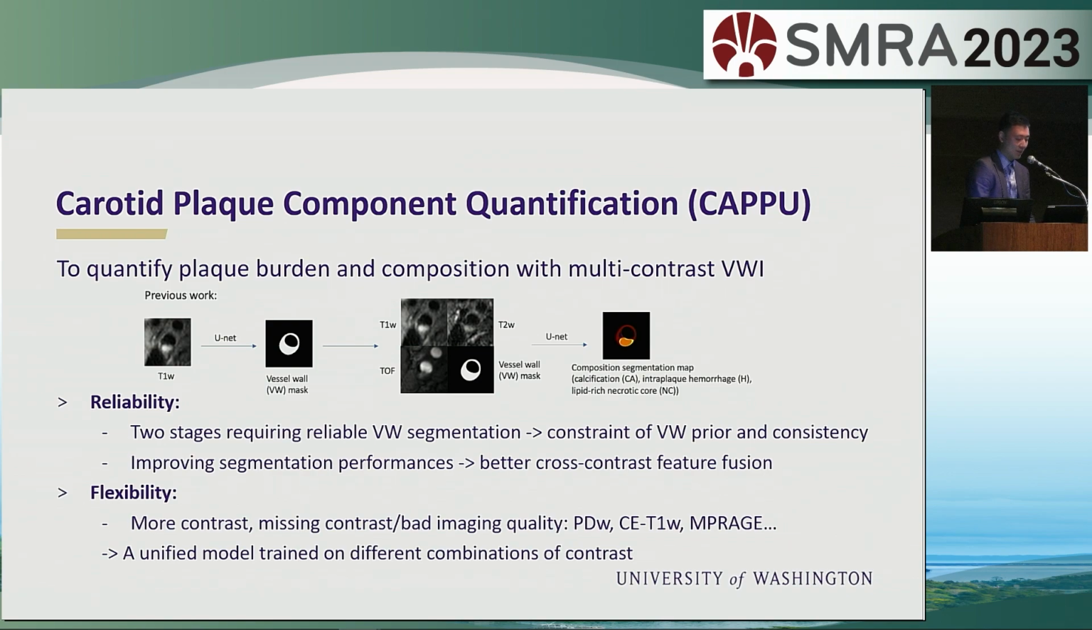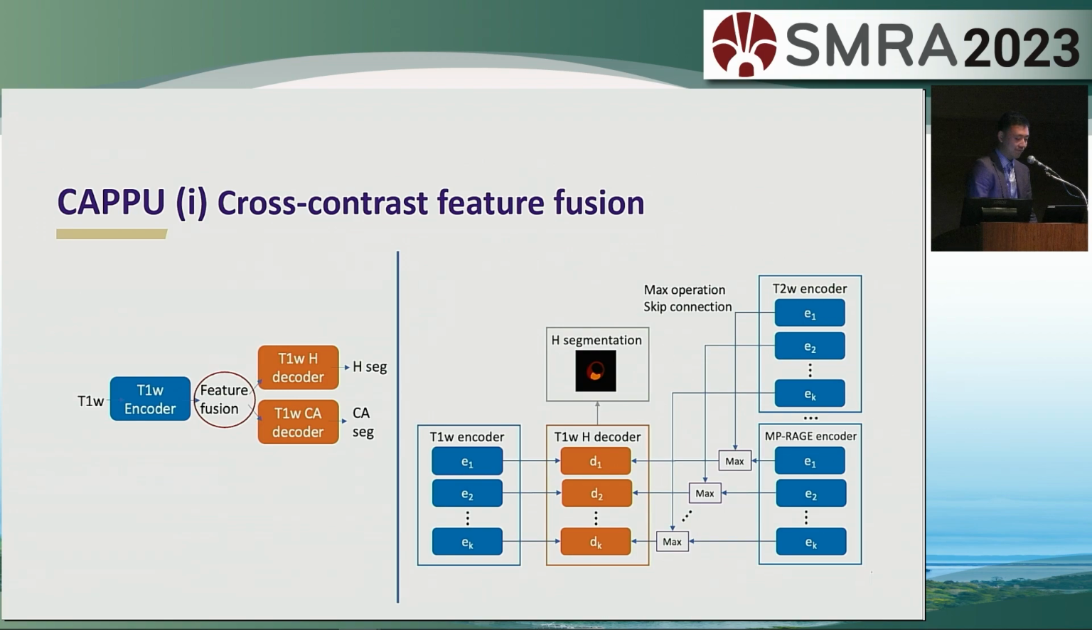So I'm going to introduce a unified model that can be trained on these different combinations of contrasts, and during test time we can use one model to accommodate all these different scenarios. I will introduce this cross-contrast feature fusion. For each contrast, we have a separate encoder, and we have decoders that are used to segment different compositions. We mainly use the max operation and the skip connection to do the contrast fusion.